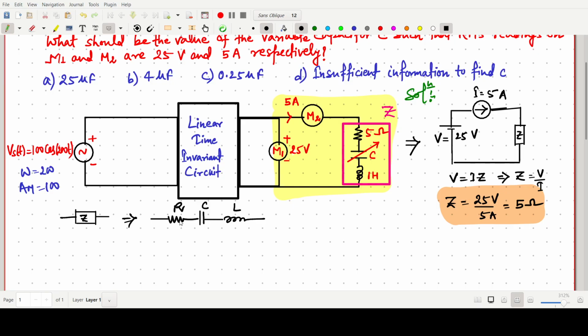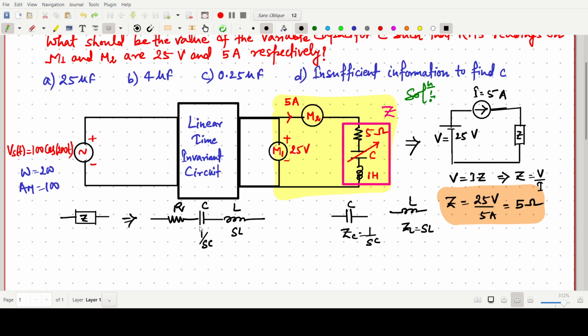For this one R is there, and this one is 1 by SC. Means if some capacitor is there, the impedance we can say Z_C equals 1 by SC, and if some inductor is there, the impedance value is written as SL. So this one is 1 by SC and this one is simply SL, the impedance terms.